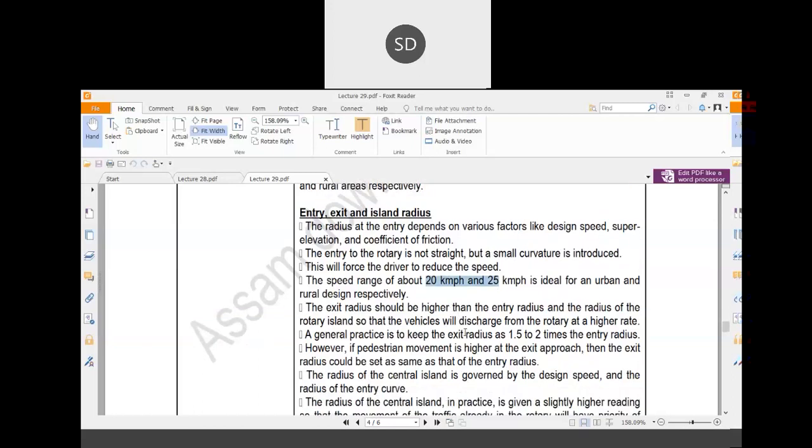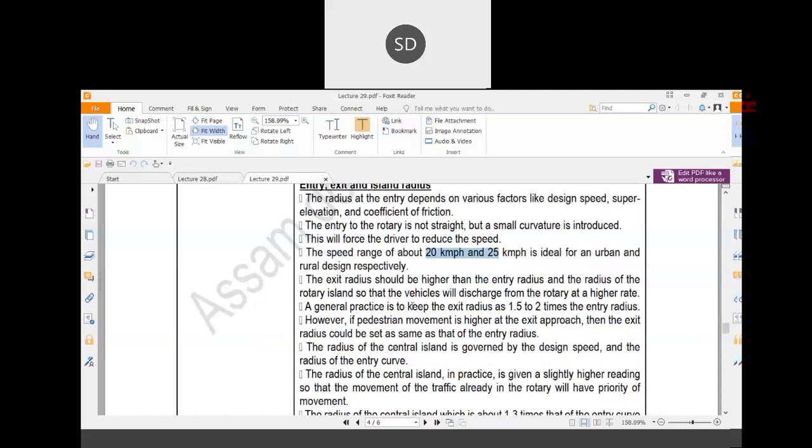Now the exit radius should be higher than the entry radius. So whatever the entry radius is, your exit radius should be higher so that the vehicle can achieve more speed whenever it is exiting from the rotary island. In general practice, the exit radius is kept at 1.5 to 2 times the entry radius.